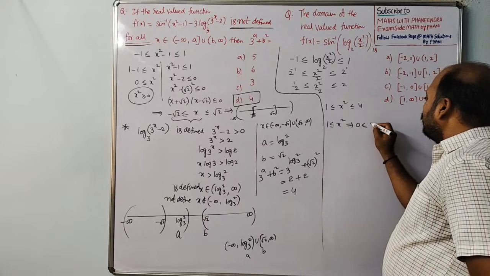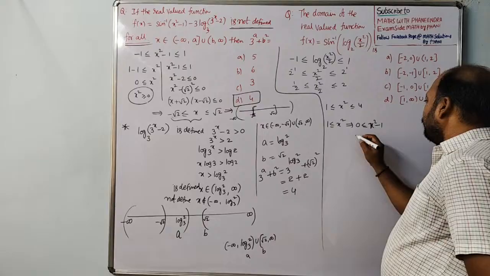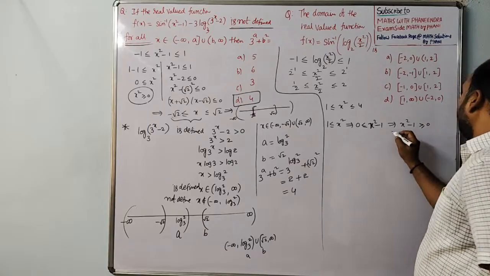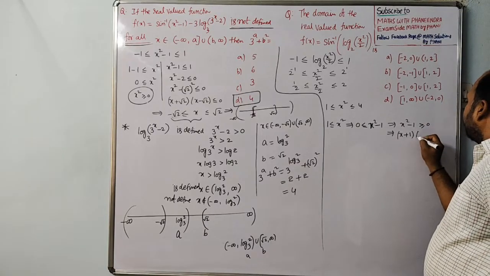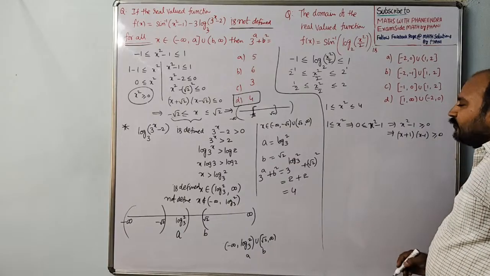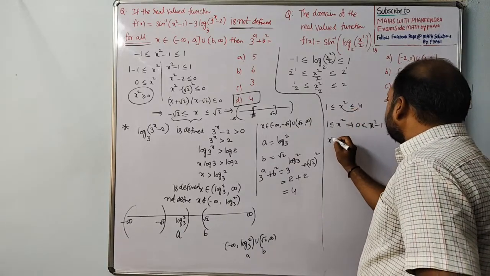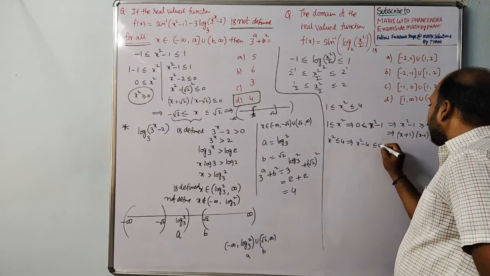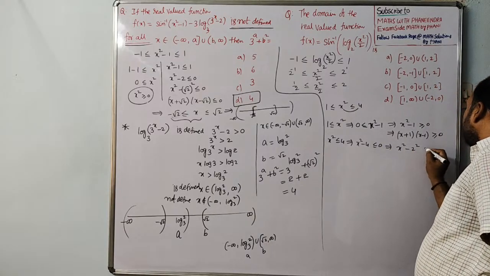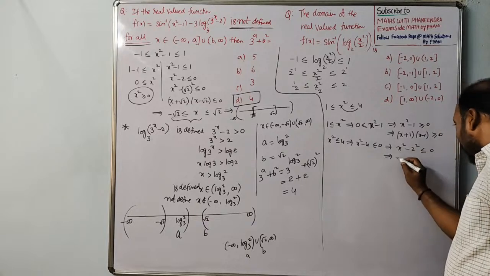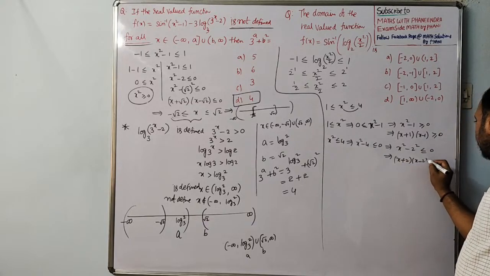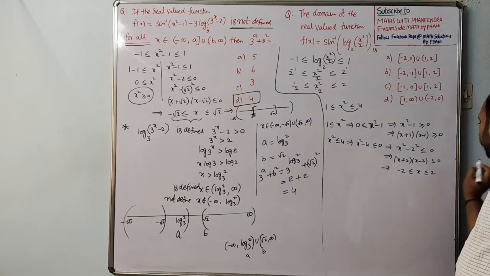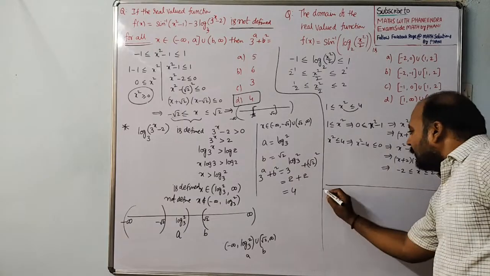If you take 1 is less than or equal to x square, what happens? 0 is less than or equal to x square minus 1. So that implies that x square minus 1 is greater than or equal to 0. So x plus 1 into x minus 1 is greater than or equal to 0. Next, if you take x square is less than or equal to 4, x square minus 4 is less than or equal to 0, x square minus 2 square is less than or equal to 0, x plus 2 into x minus 2 is less than or equal to 0. So that means x lies between minus 2 and plus 2. So these two we write in the real line.